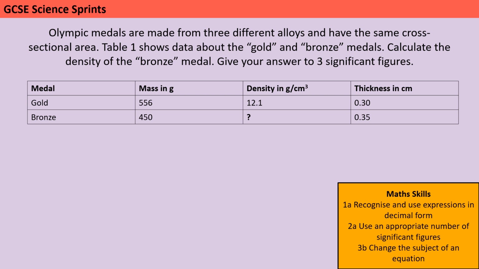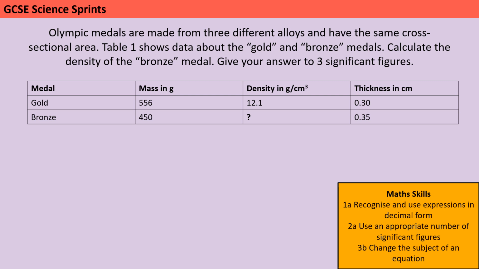and that's split up into 10% of the biology marks, 20% of the chemistry marks, and 30% of the physics marks. So in this question, we're checking: can you use decimals, can you use significant figures, and can you change the subject of an equation by rearranging it. Here we're looking at two different Olympic medals, and we're told they have the same cross-sectional area, but as we can see in the table they have different thicknesses and different masses, and we're going to try and work out what the density of the bronze medal is.